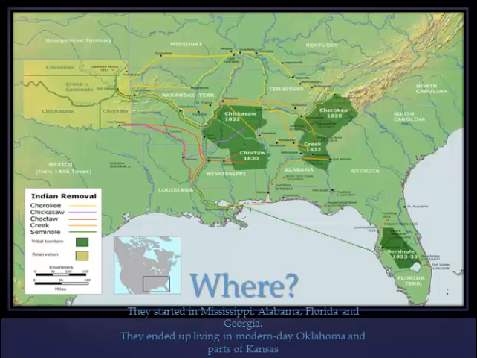Where did it happen? Well, the Indians started out in Mississippi, Alabama, Florida, and Georgia. After they took their voyage on the Trail of Tears, they ended up living in modern-day Oklahoma and parts of Kansas.